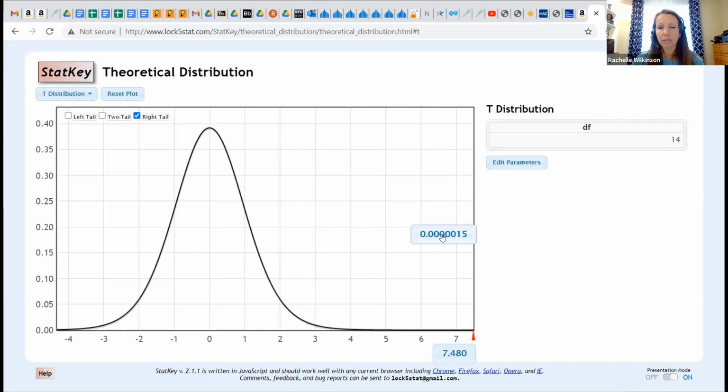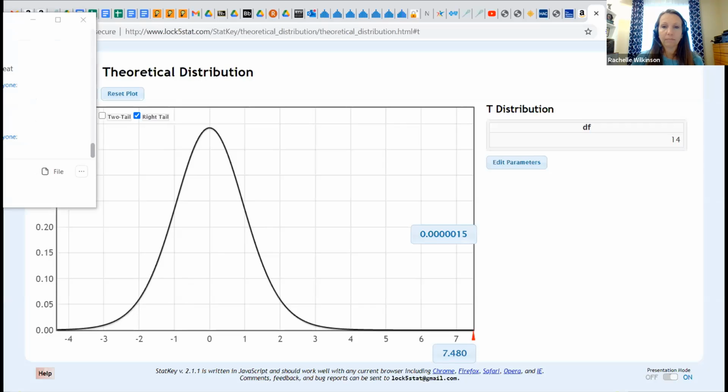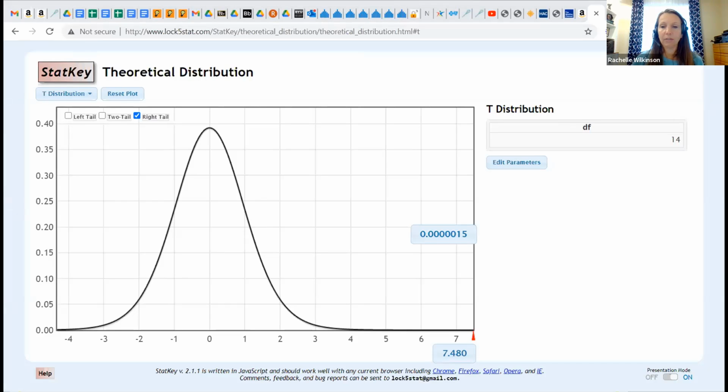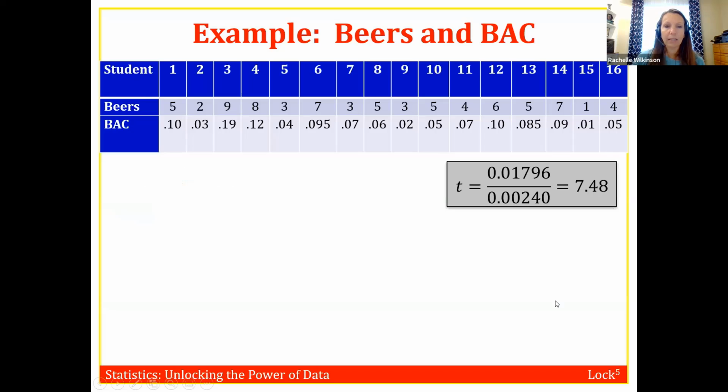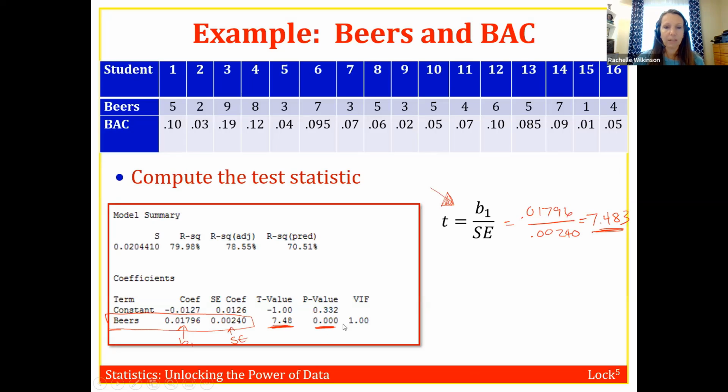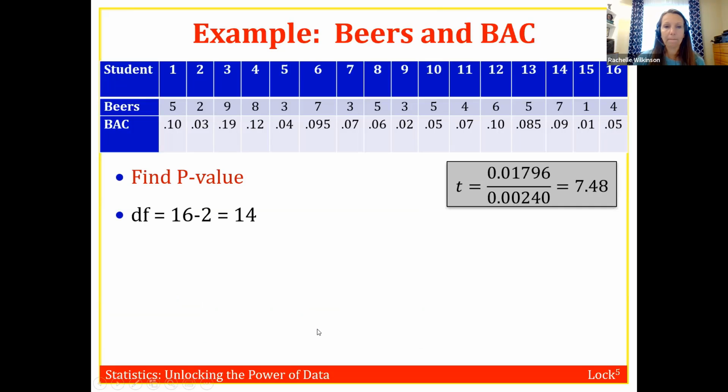So 0.00000015, which is essentially 0. So that's my p-value. And remember, when we were looking at that output, we could see that the p-value was rounded to 3 decimal places anyway, 0. So there we get it from StatKey.